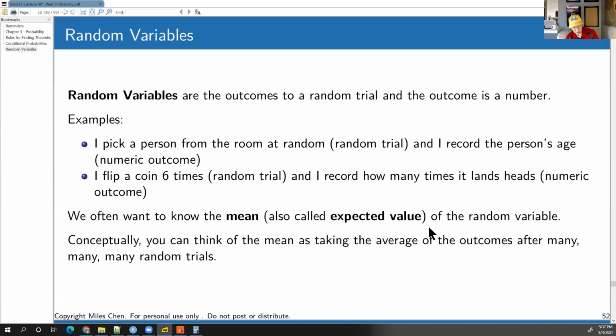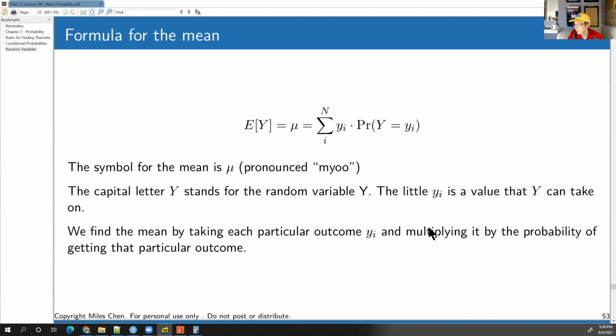And oftentimes when you're dealing with random variables, you want to know something like the mean of the random variable, or the expected value of the random variable. You can think of that as, if you were to repeat the random trial many times, write down all of the outcomes, and take the average of all of these outcomes, like an infinite number of them, that would be the expected value or the mean. Okay, we can also talk about the standard deviation and stuff.